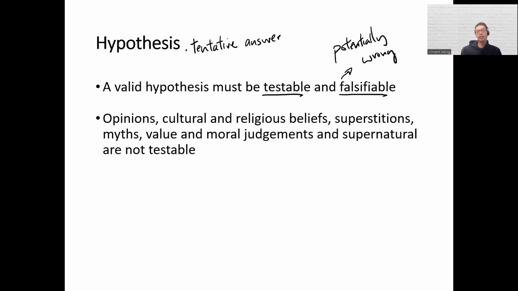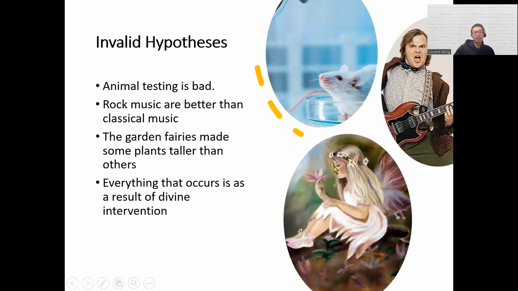Things like opinions, cultural, religious beliefs, superstition, myth, value, moral judgment, supernatural stuff. All these things are not testable. Okay, you cannot test someone's opinion. Right, there's no right or wrong. You cannot support it or reject it one way or the other. It's the person's personal opinion, right? And that goes for all of these other things as well. Having said that, let's take a look at some invalid hypotheses.